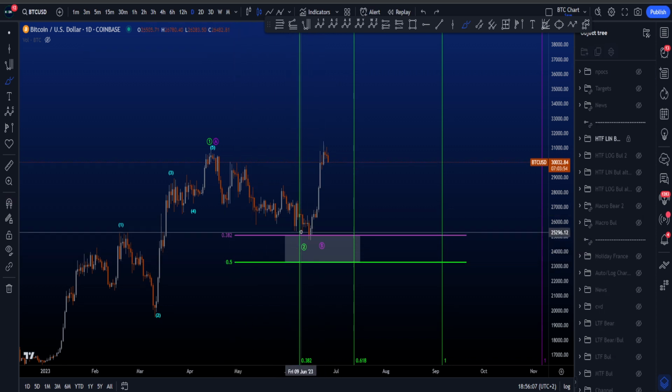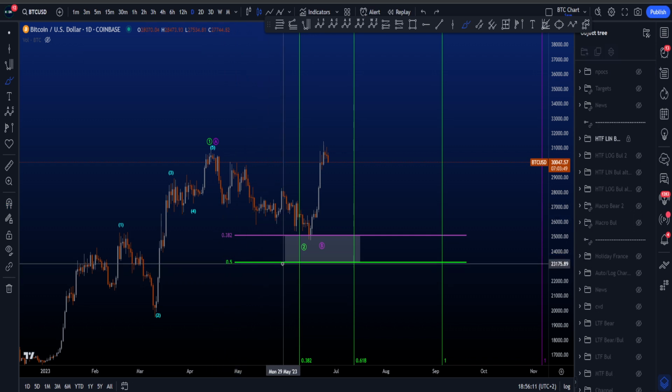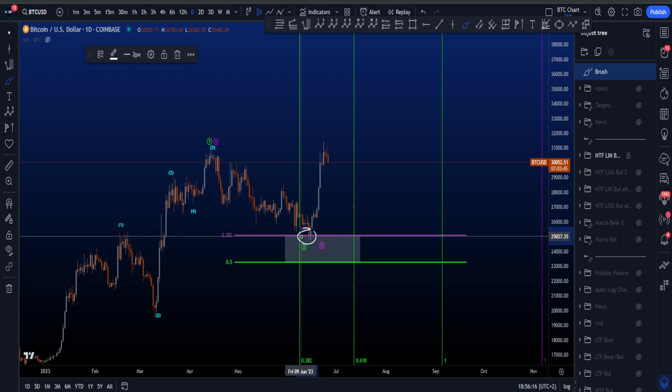So for a wave 2 preferably, you would like to see price move to the downside and hit at least the 0.5, also on the linear chart at 23.2k, but that didn't happen. It bounced on the 382. Now it is still a target for a wave 2. It is a rare target, but a target nonetheless.